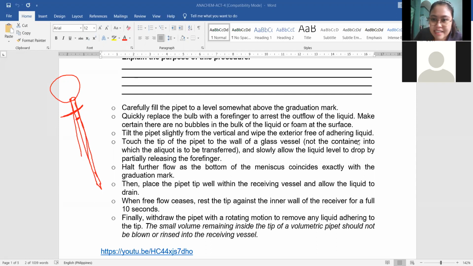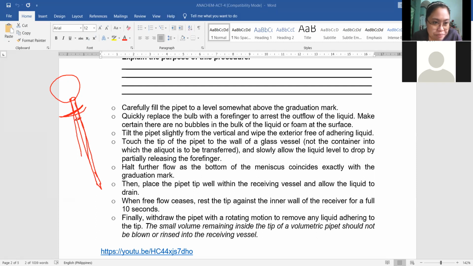And then, pag nalinis na natin yung exterior surface ng ating pipette, itatouch natin yung tip niya. If this is the pipette, we will get another container, not the container that we will use to transfer our liquid, ha. Another container ito kasi remember that the inside of the pipette, yung nilagay natin na solution is more than the graduation mark. So we have to make sure pa na yung solution natin hanggang dito sa graduation mark. We will get rid of the excess. So doon natin siya ilalagay sa another container.